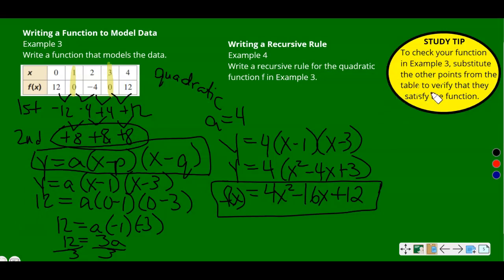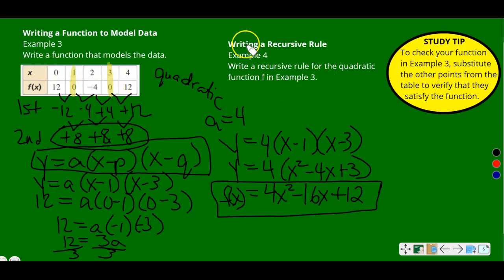Substitute the other points from the table to verify that they satisfy the function. So you could take x is 2 and y is negative 4, plug in your points for x and y here, and if it comes out to be left side equals the right side, which means it's a true statement, then it would satisfy the equation. Also, x is 4 and y is 12. You could plug those values in as well to check this equation. All right, I don't have much room left on here for example 4, but it says write a recursive rule for the quadratic function f in example 3.